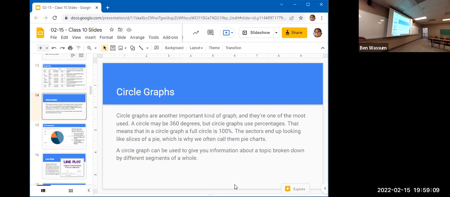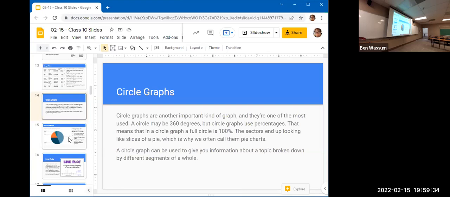You can't conjure an extra percentage out of nothing. So that's why circle graphs are out of 100%. So the sectors always end up kind of looking like a slice of a pie, which is why you call them pie charts. Circle graph can be used to give you information about a topic broken down by different segments of a whole. The whole being the whole circle graph.